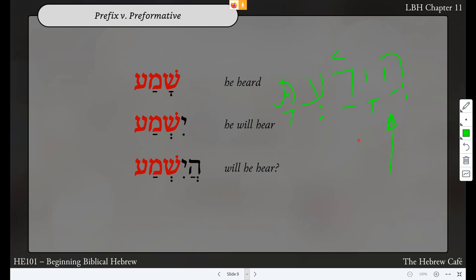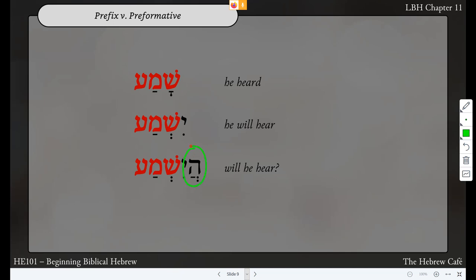Okay. Have we covered this yet? I don't think we have. I don't think this prefix ha meaning yes or no question. I think we did. Okay. I think it's in the chapter. Fantastic. Good, good.